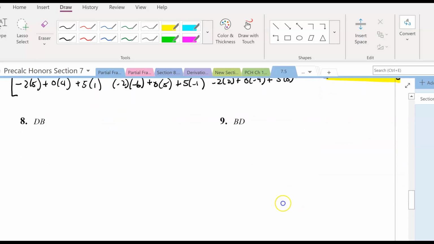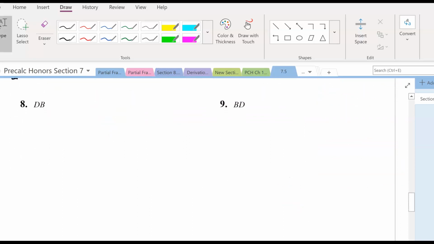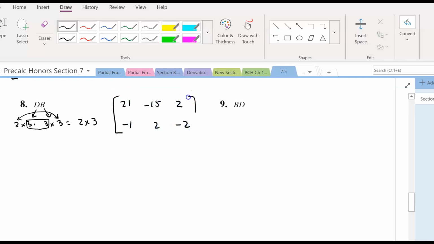For number 8, for D, I have a 2 by 3, and I'm multiplying it by B, which is a 3 by 3. So again, we make sure that these match, and then our solution is going to be a 2 by 3. So if you want to work that out, I'll give you the solution here. You can pause it if you want. If we do that, we should get 21, negative 15, and 2, and negative 1, 2, and negative 2. Again, I recommend that you pause the video and work that out.